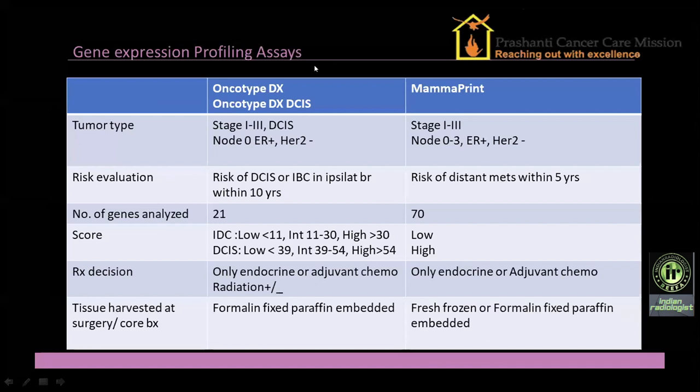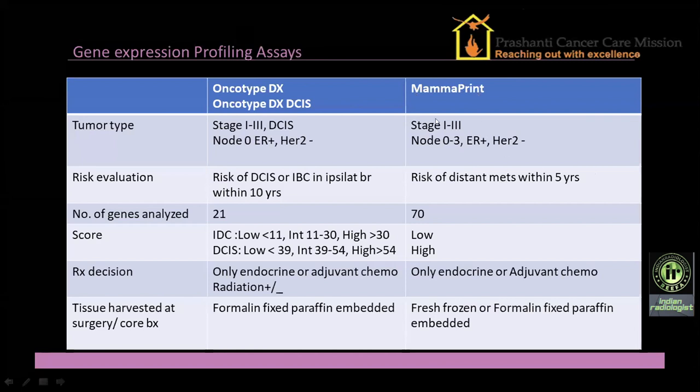So let's look at two such assays, the Oncotype DX, which evaluates the tumor for 21 genes. What it tells us is about the risk of ipsilateral breast cancer within 10 years for this lady. And if the score is low, that is below 11, she has no risk of developing ipsilateral breast cancer. The treatment choice that we can make is that we can avoid chemotherapy in this lady, and she need only be put on endocrine or anti-hormone therapy. In fact, chemotherapy will only cause her harm because it's not going to do any good for her tumor as such.